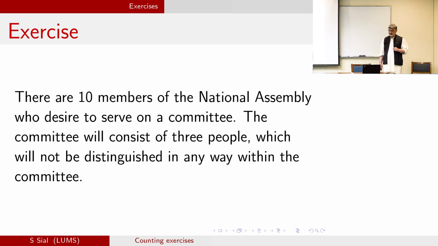There are 10 different people. They all want to serve on a committee. The committee consists of 3 people, and those are not distinguished in any way. So we can think of this as there are 10 symbols, and they need to be partitioned into 2 piles. One pile has the 3 people that we've selected, and the other has the people we've rejected, right? And there's no ordering within the piles. So based on what we did last time, how many ways?